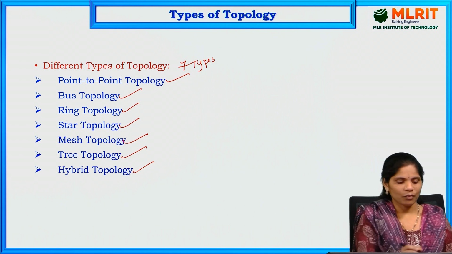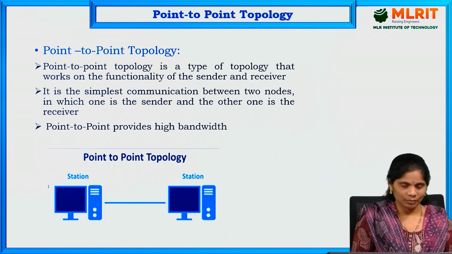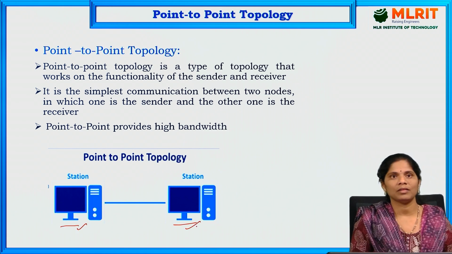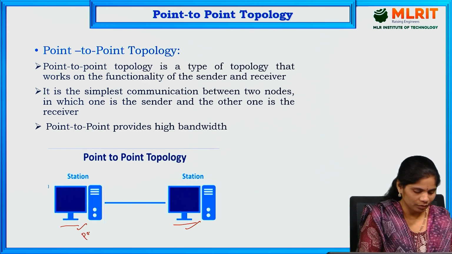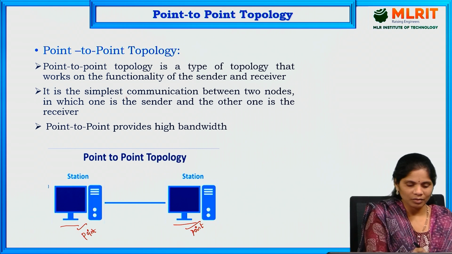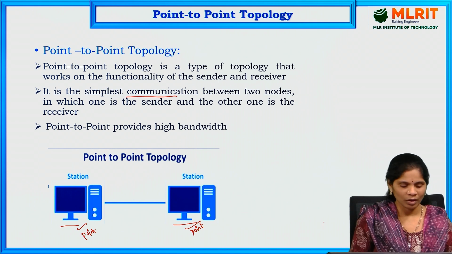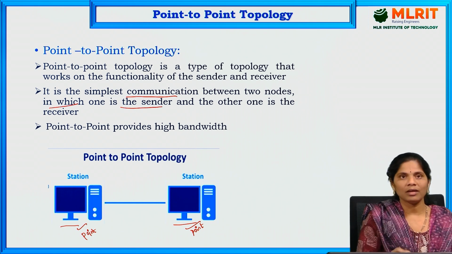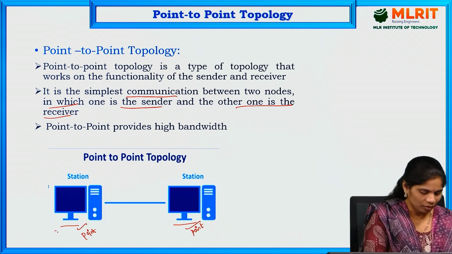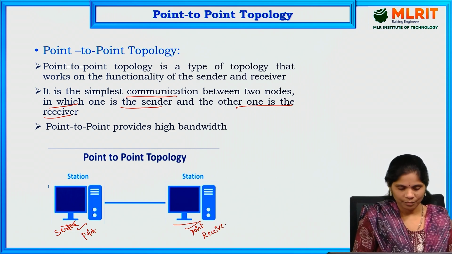First, we will see what point-to-point topology is. See this picture. In this picture, 2 devices are there. This is one device and this is another device. These are 2 points, this is one point and this is another point. It is the communication between these 2 nodes, how we are going to communicate between them, where one is a sender and the other is a receiver. Suppose this device is a sender and this device is a receiver.